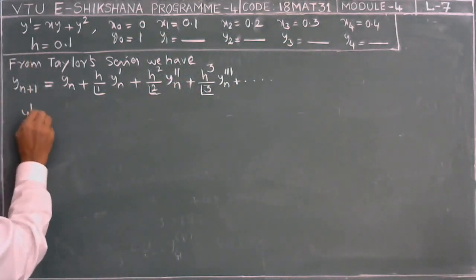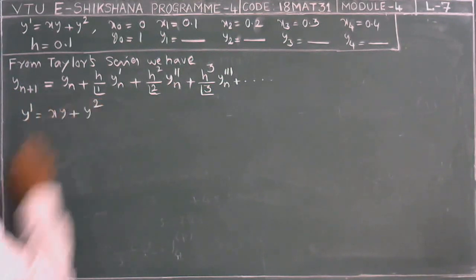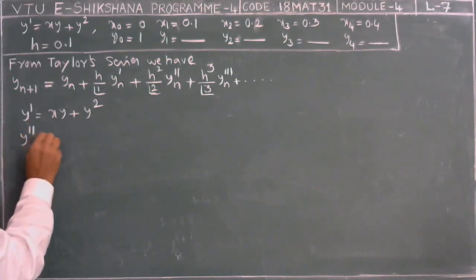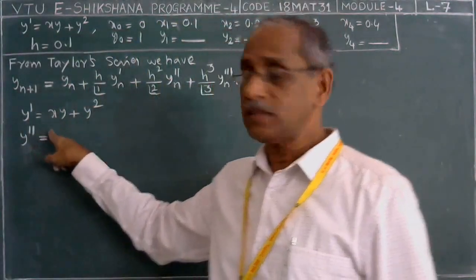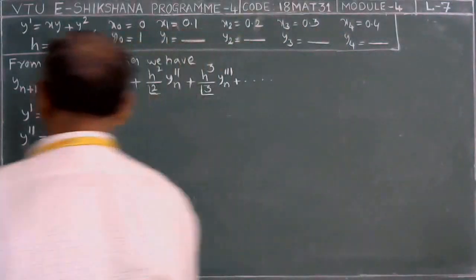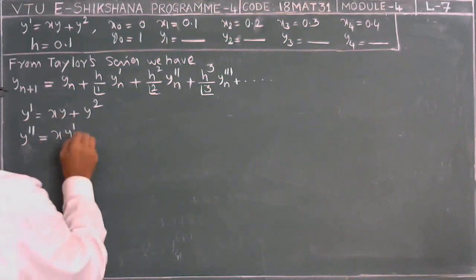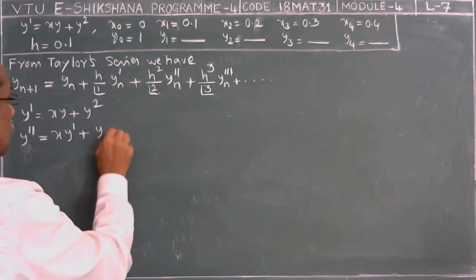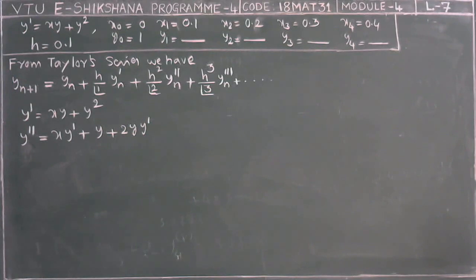y dash is given: y dash is x into y plus y square. So let me differentiate this with respect to x to get y double dash. What is y double dash? By the product rule, x into y dash plus y, plus 2y into y dash. So this is x into differentiation of y dash, plus 1 into y, since differentiation of x is 1, plus 2 into y into y dash.